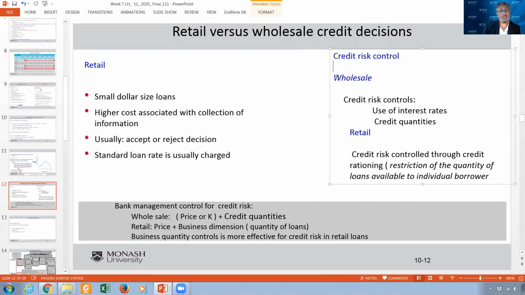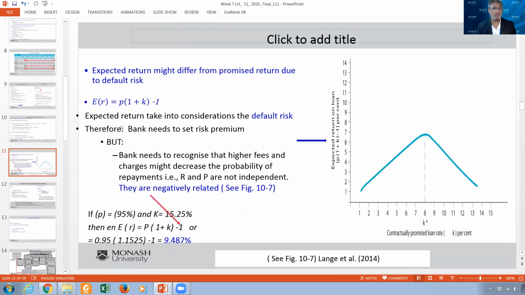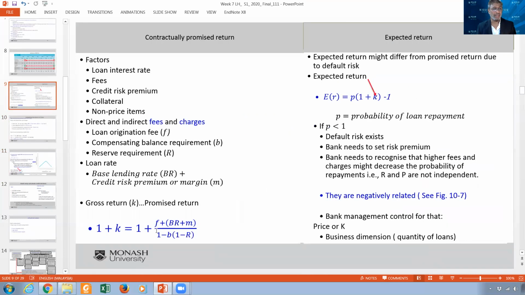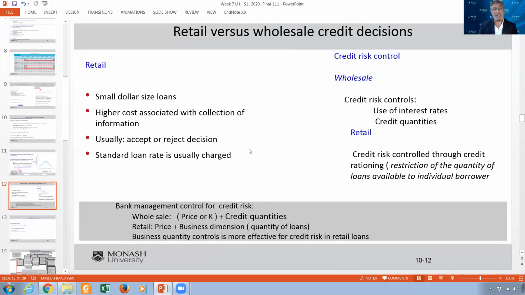Now, when we have a wholesale, which is the business ones, we can control. It's different than credit risk control for wholesale. So the retail, as I told you, is different from the wholesale because the wholesale is huge business, and the way we evaluate it is actually different, and we have to price it through this type of formula. We have to take into consideration all those issues and calculate all of them, because the M will be different and the fees will be different. But this one is, I told you, a standard loan, regardless of who is the customer.